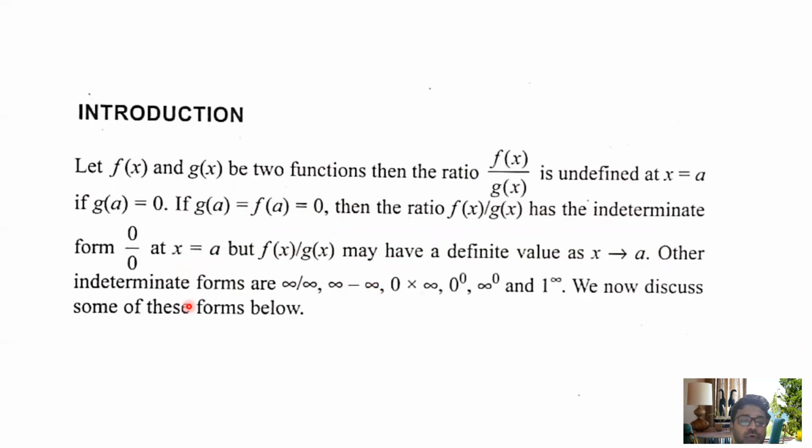Other indeterminate forms are infinity/infinity, infinity minus infinity, 0 times infinity, 0 to the power 0, infinity to the power 0, 1 to the power infinity. We now discuss some of these forms below. That is in the next slide.